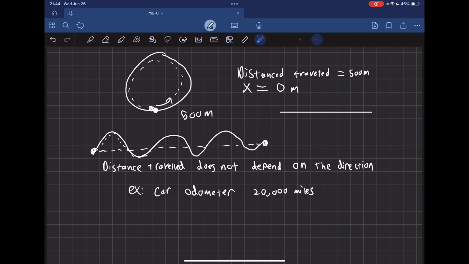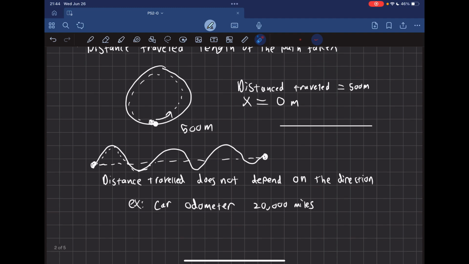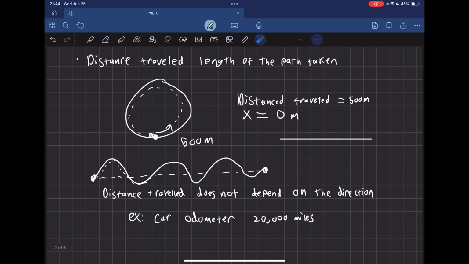If your car didn't measure distance traveled, but instead measured displacement, whenever you return back home, it would read 0. Like it's gone nowhere. But we know it's gone somewhere. So the distance traveled is telling us the length of the path, whereas displacement was telling us how far away you are from another location.